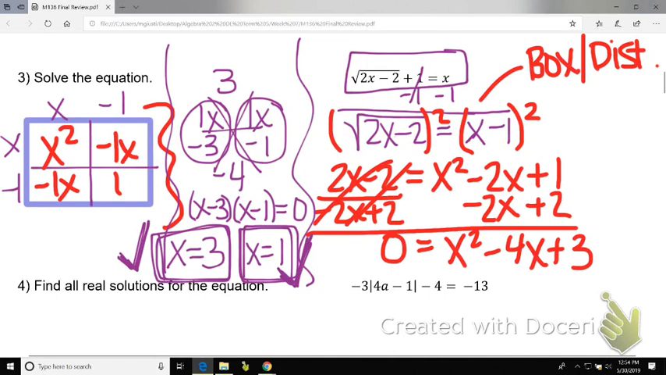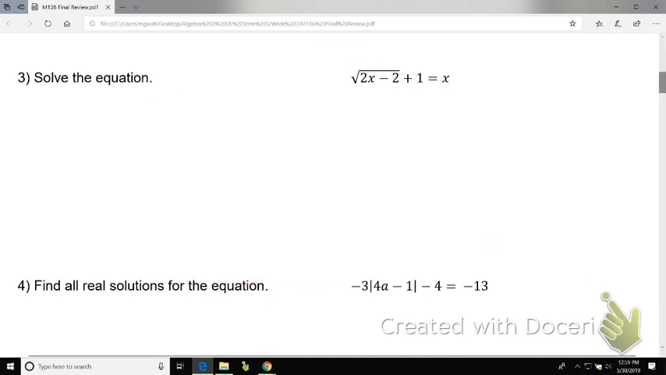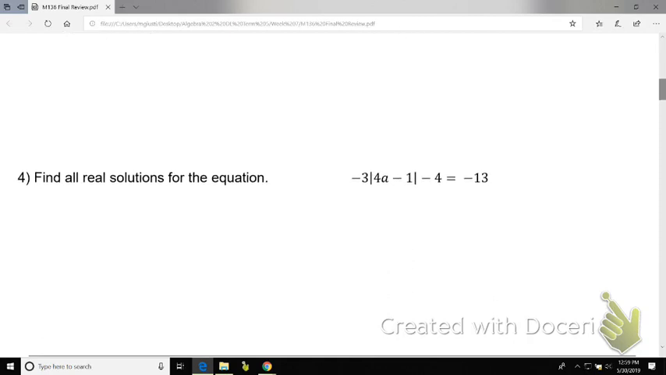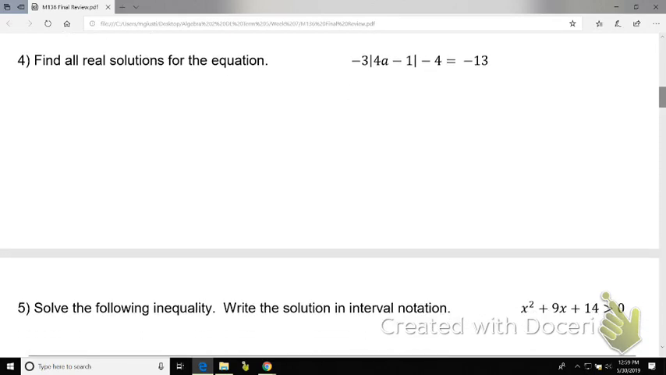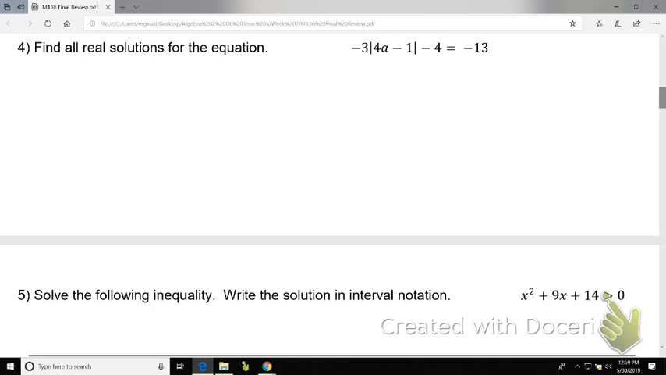Okay, so like right now when I look at this problem, I see a minus 4 I'm going to have to get rid of, and I have the times negative 3 out front that I'm going to also have to get rid of, before you do anything else. So which of those two steps would we have to do first? Yes. First step, we're going to add 4 to both sides. Okay, so we have negative 3 times the absolute value of 4a minus 1 equals negative 9.